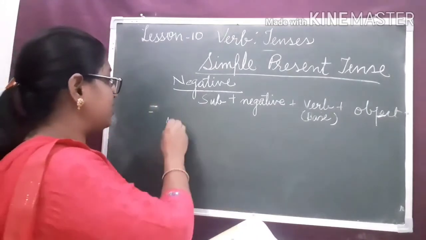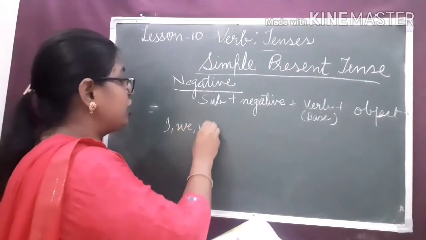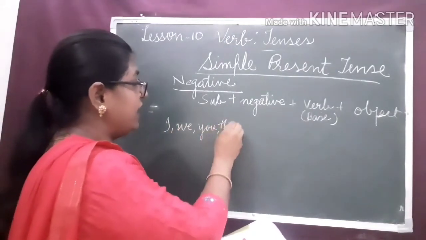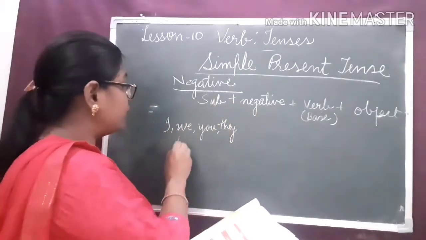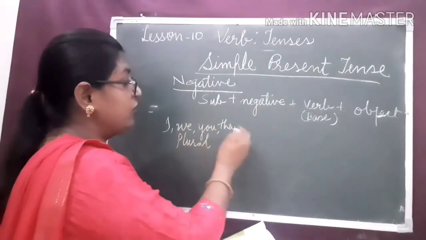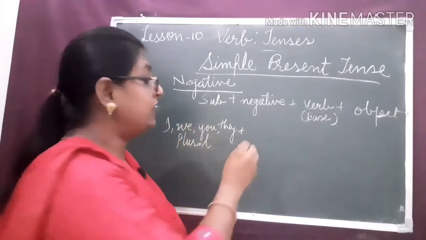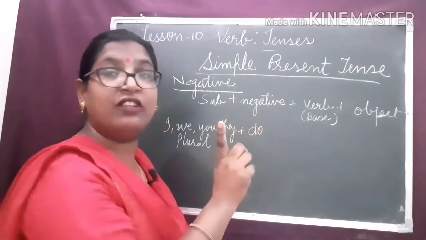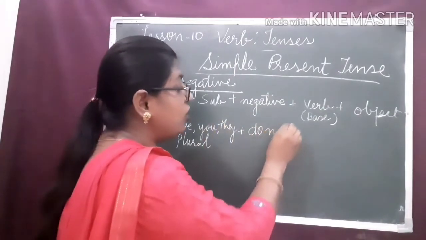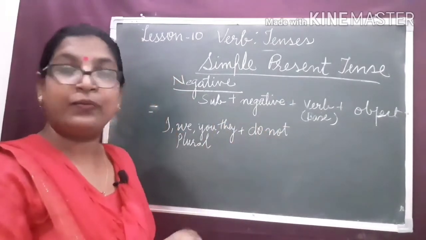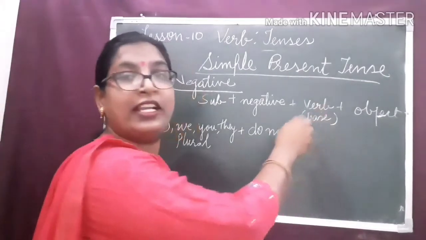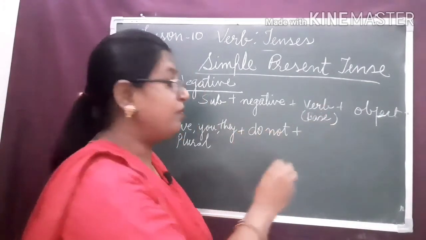If our subject is I, we, you, they, or any plural subject, we use do. The form of do verb, that is do, plus the word of negation not, do not, plus the verb in its base form. Base form of the verb we use, that is watch, I do not watch, plus the object.